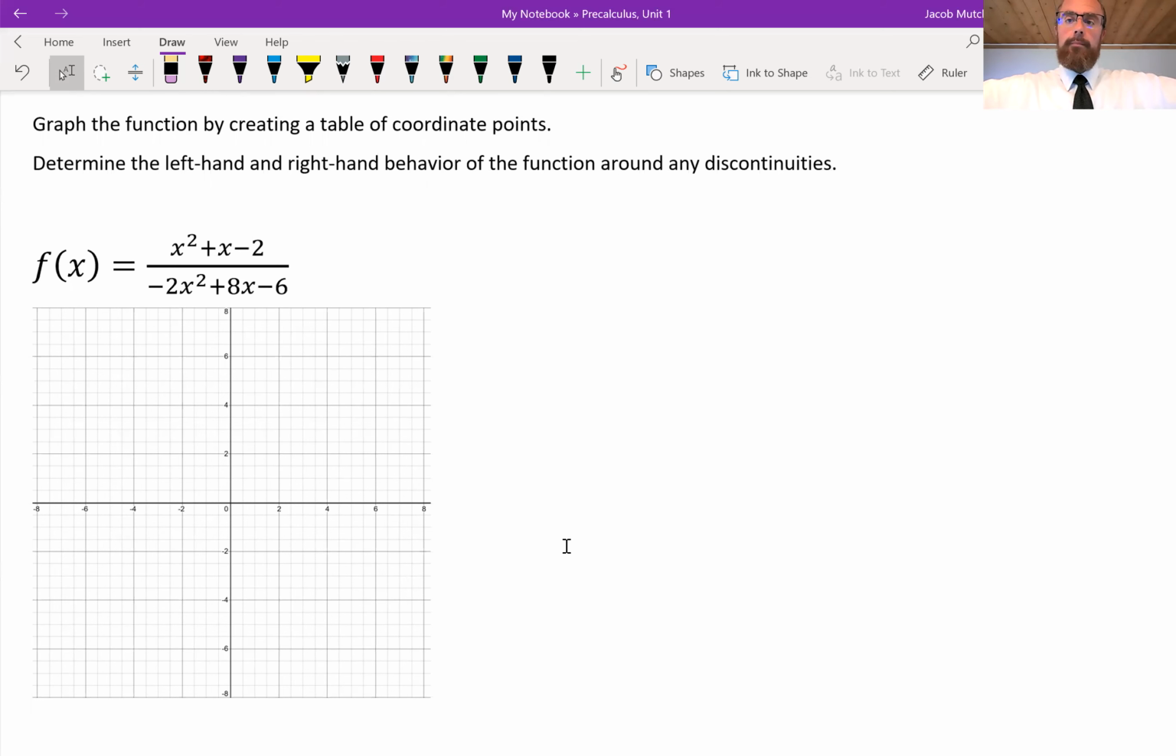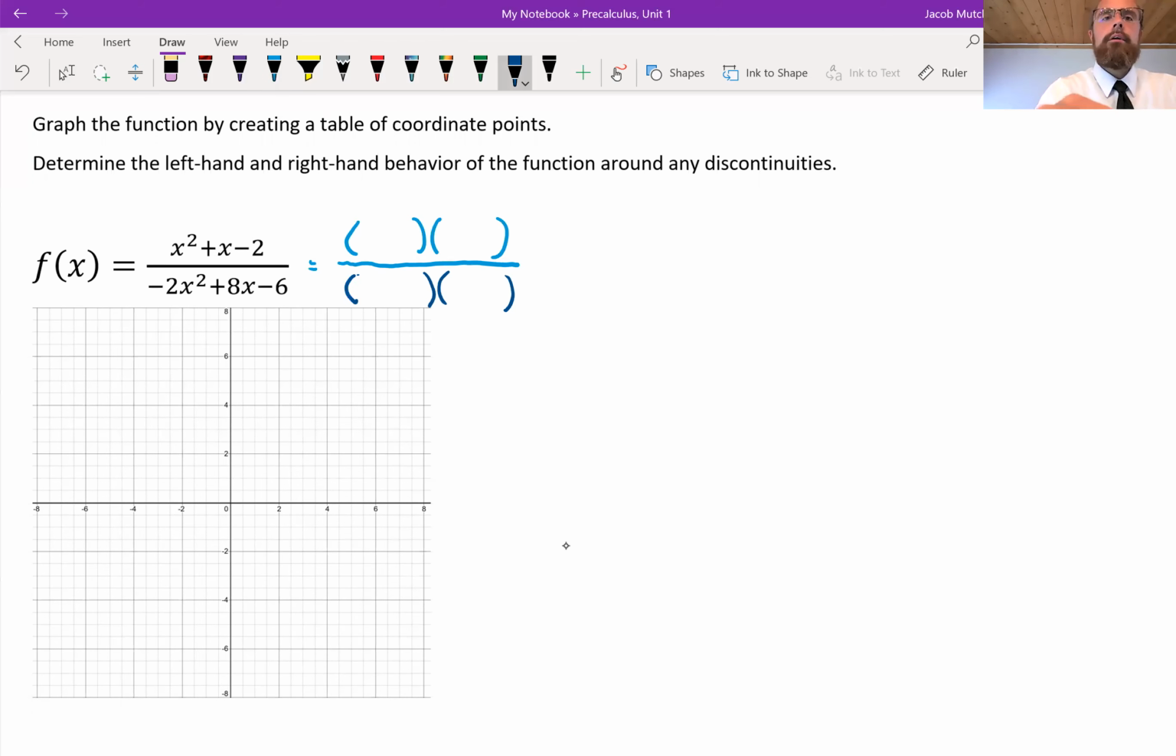If you recall from Algebra 2, when we go to graph a rational function like this, our first task is really to factor the quadratic above and the quadratic below. So what I'm going to do is rewrite this right in place, just to the right of the original. I want to factor the numerator and the denominator.